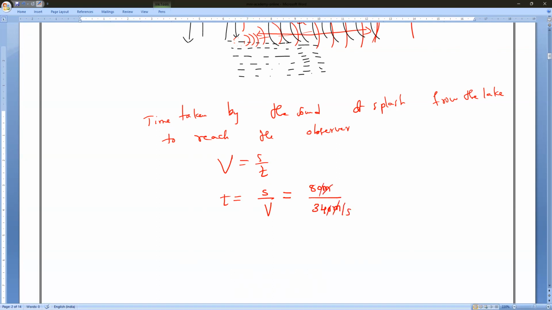The 0 gets cancelled. 2 fours are 8, 2 sevens are 14, so 4 by 17 seconds, which is equal to 0.235 seconds. Am I right? Anybody having any doubt in this, you can ask me. Okay, guys?